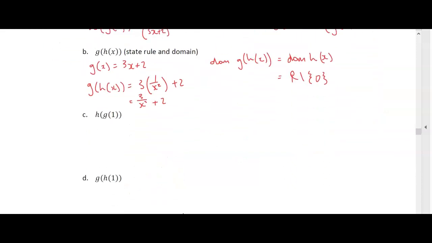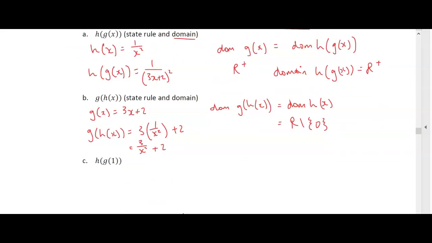Okay, moving on to question C. This time, similar to question A, we know that h of g of x is equal to 1 on 3x plus 2 squared. So now all we're doing is substituting in x equals 1. So we've got h of g of 1. We're going to have 1 over 3 times 1 plus 2 squared. So we've got 1 over 3 times 1 is 3, plus 2 is 5, and 5 squared is 25. So 1 over 25.